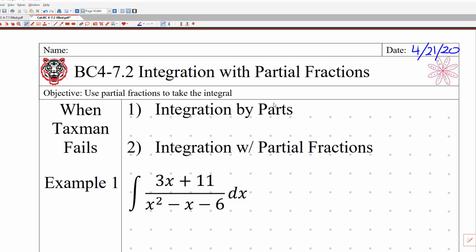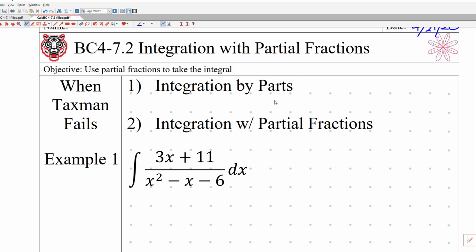So when Taxman fails, you have two things that you can do. You can do integration by parts, which was 4-6, and you can do integration with partial fractions, which is 4-7. How do you know which one to do when you see this on the quiz and the test? I guess it's really a self-check and a pre-test. Integration by parts is whenever things are being multiplied. It's kind of like doing reverse multiplication.